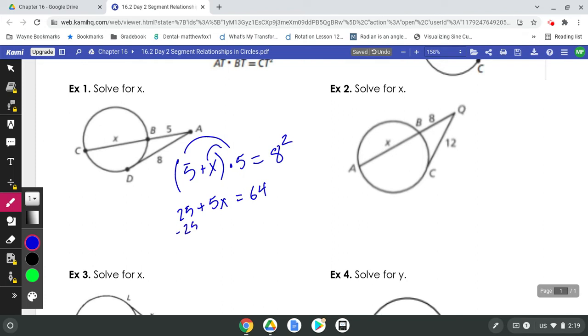Now we subtract 25. 5x equals 39. Divide by 5, and x will equal 7.8. If you can't do that in your head, use a calculator, that's fine.